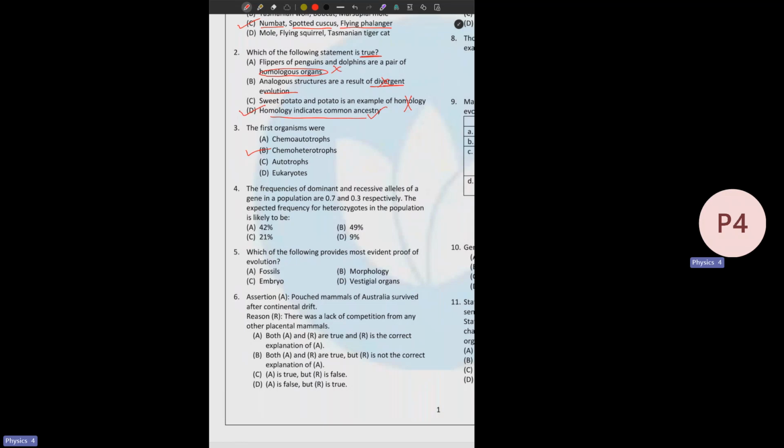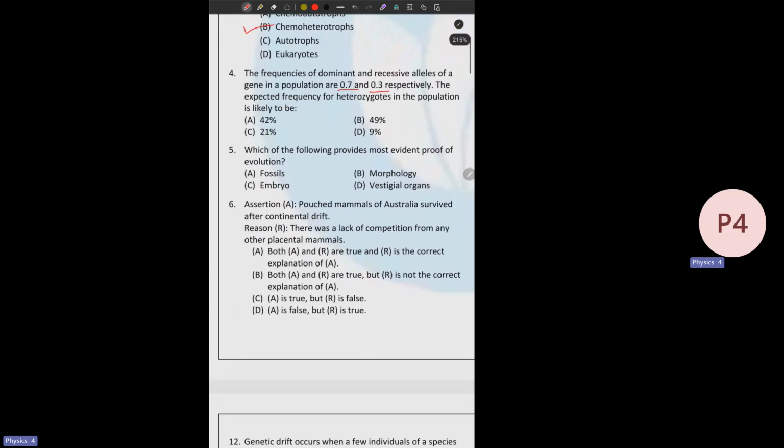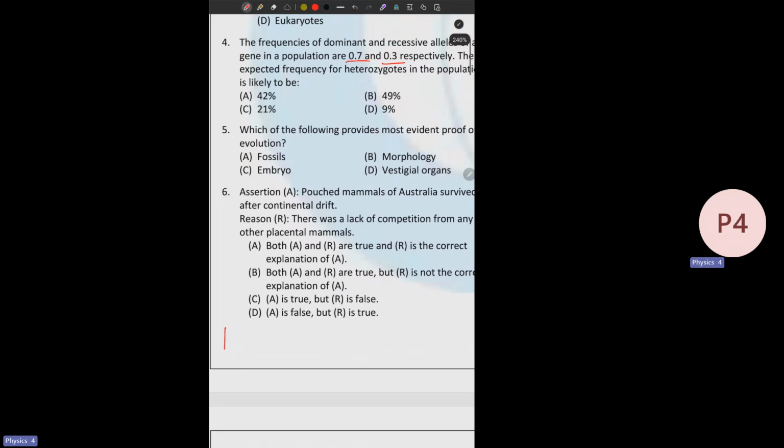Next, the frequency of dominant and recessive alleles of a gene in a population are 0.7 and 0.3 respectively. The expected frequency for heterozygotes in the population is likely to be? So, what's given here? Small p is given and small q is given. Let's solve it. Small p is 0.7 and small q is 0.3.